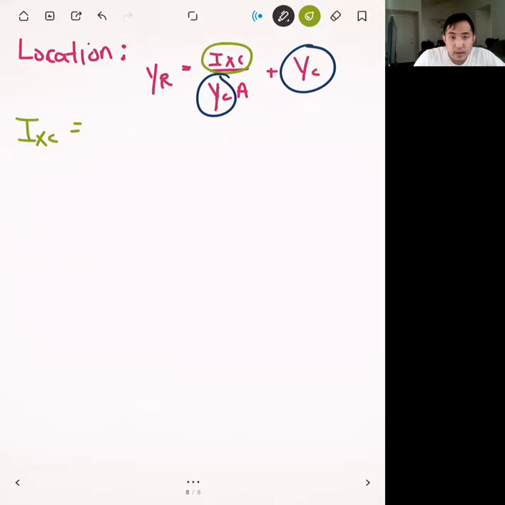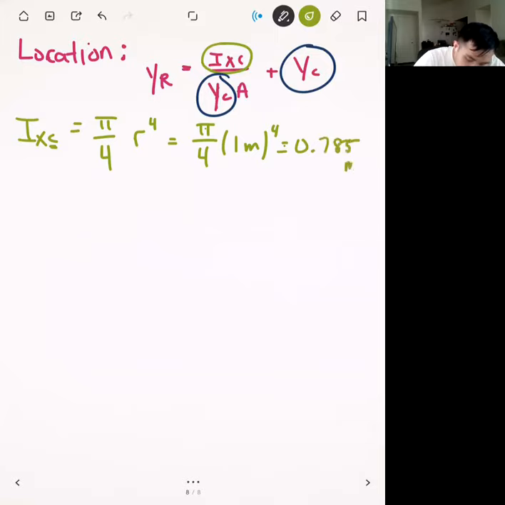Remember the key here is this is the moment of inertia with respect to the centroid. The moment of inertia with respect to the centroid of the circle is going to be pi over 4 times the radius to the 4th. Since our gate has a diameter of 2 meters, the radius is going to be 1, so this is pi over 4 times 1 meter to the 4th. This is simply pi over 4, which is 0.785 meters to the fourth. And so that's fine.